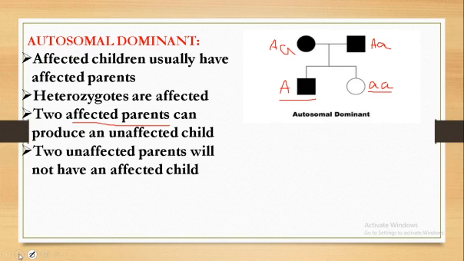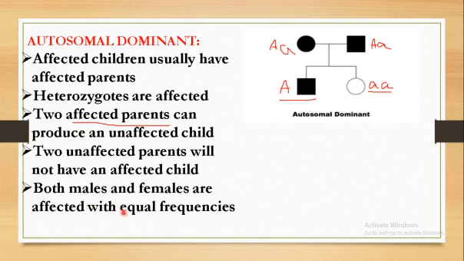Now, two unaffected parents will not have an affected child. Quite obvious. Two unaffected means what? Unaffected means recessive. So two recessive ones cannot again go and become dominant. Here the person will show the character only when it has at least one dominant allele. Recessive alleles cannot on their own change to dominant ones. So quite obvious, two unaffected will not produce a child with the trait.